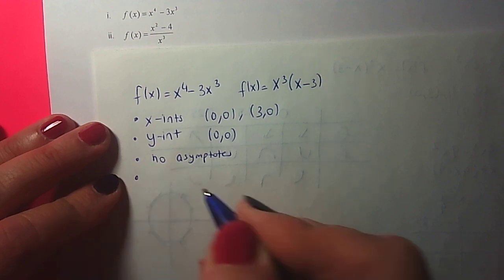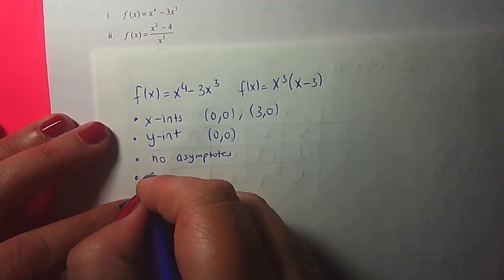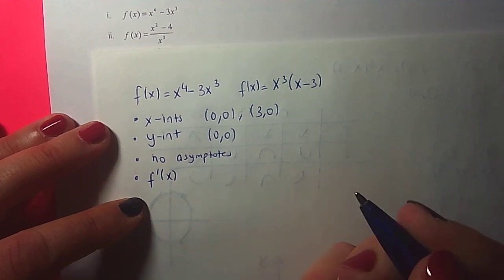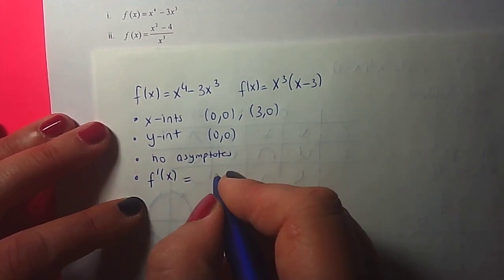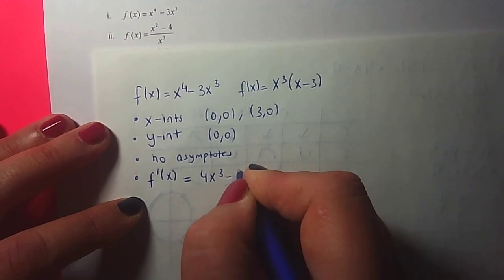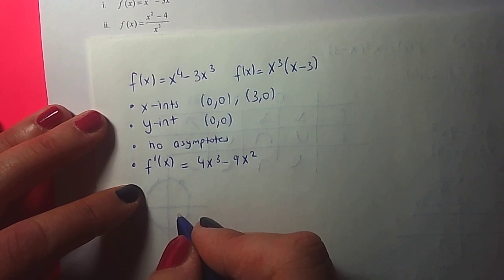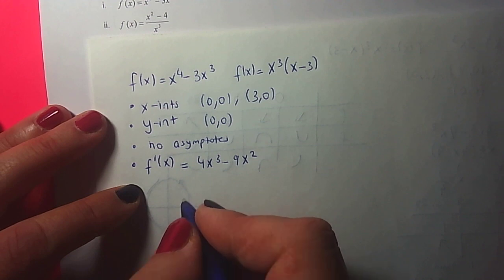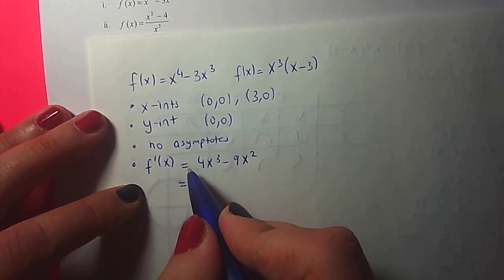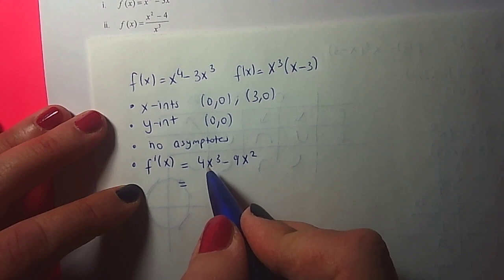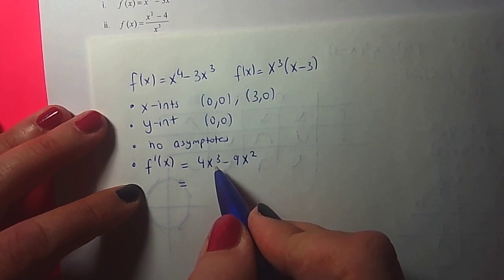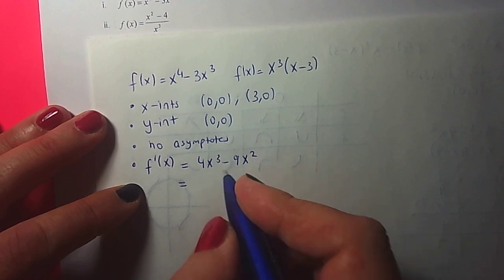Okay, now we need to get critical points. To get critical points, we need to take the derivative of the function. Then we get 4x cubed minus 9x squared. When we are doing the first derivative test, we use zeros of the first derivative plus the values that make the first derivative undefined. In this case, since the first derivative is a polynomial, there is no value that makes it undefined.